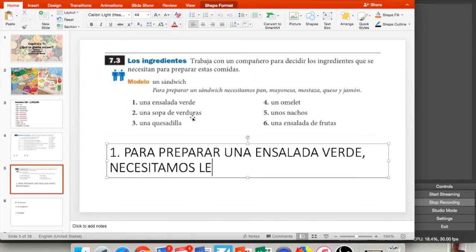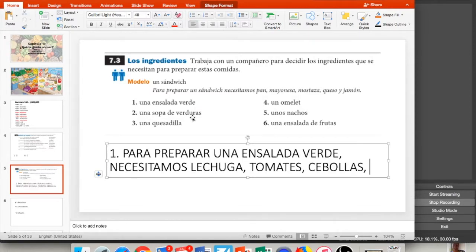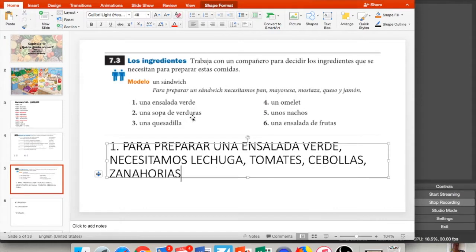So lechuga. We also might need some tomates, cebollas, onions, tomatoes, lettuce. You might put zanahorias in there, some carrots. Gosh, what else would you put in your salad? That's kind of the gist. Let's say you have spinach. So you have all those things. You're going to write these out.